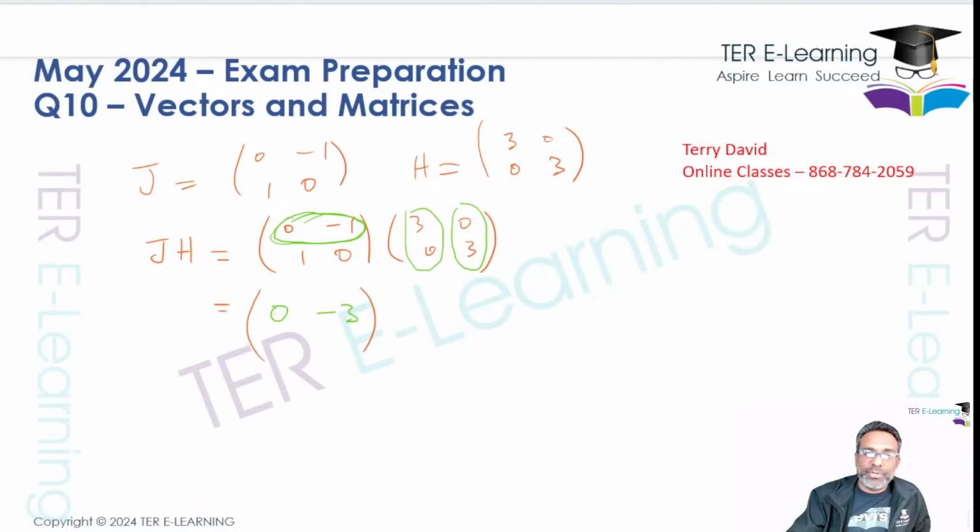Then the next thing I'm going to do, I'm going to take this row and multiply it by this column. So 1 by 3 is going to be 3. 0 by 0 is 0. So this number here is going to be 3. And then the last thing we're going to do, we're going to take this same row, but now multiply it by this column here. So 1 by 0 is 0, and then 0 by 3 is going to give me 0.